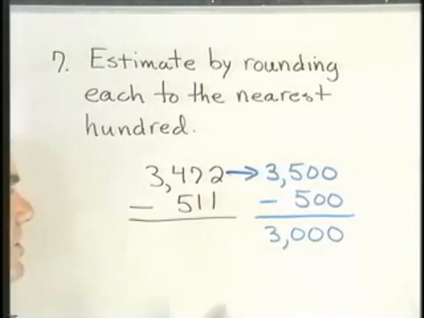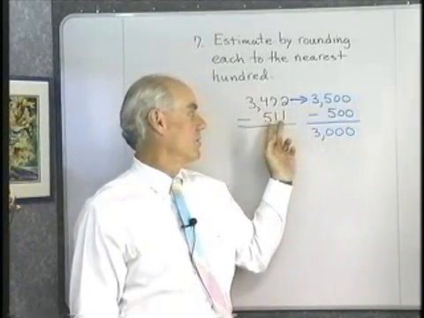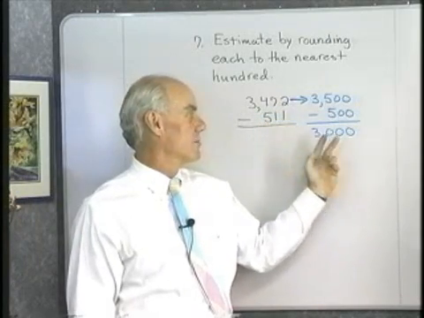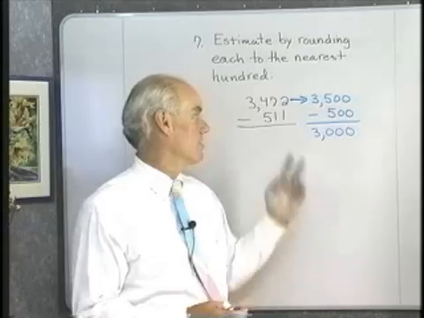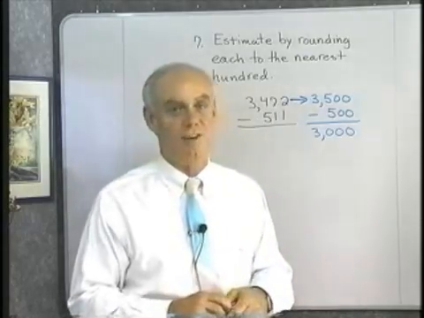So we can also use this idea of rounding here to do estimates for subtraction. So I've just rounded real conveniently right here, this to 3,500, this to 500. I subtract real quickly, and I realize that this answer is going to be somewhere around 3,000. So that's a look at subtraction of whole numbers.